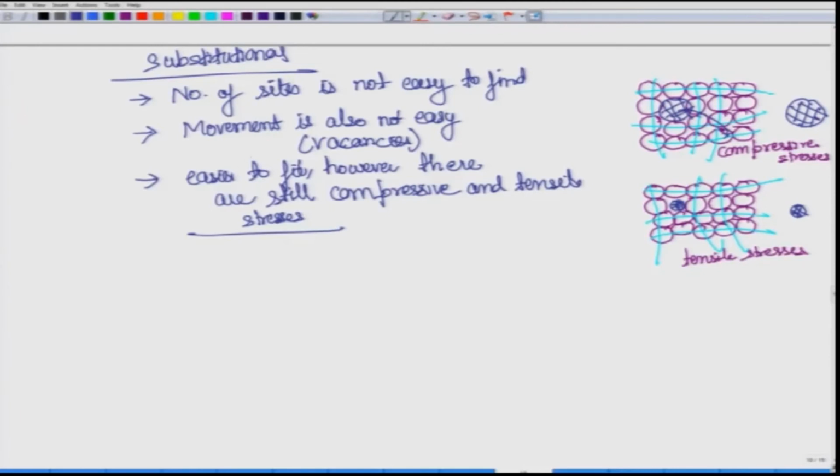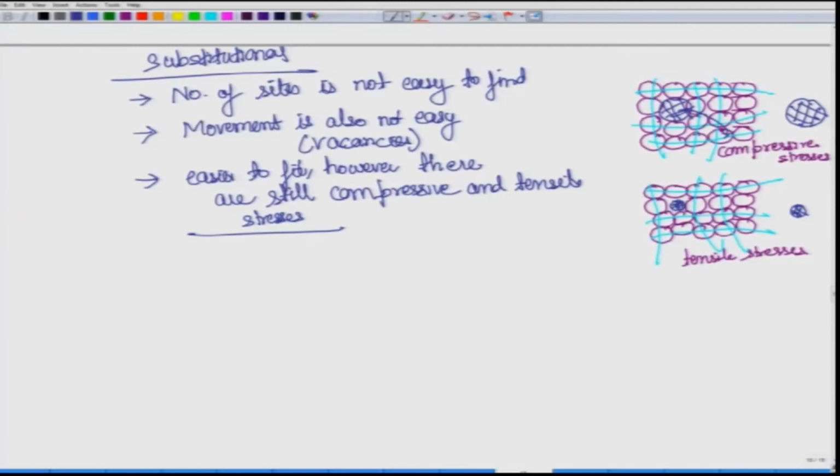The first two factors that we discussed in interstitial, it was easier: finding the site is easier, all the sites are vacant in a way, and movement is easier because all the sites are vacancies. On the other hand, for substitutional, finding a site is not easy, all the sites are occupied by the host atom. Movement is not easy because for movement it needs vacancies, and vacancy concentrations are almost always very small.